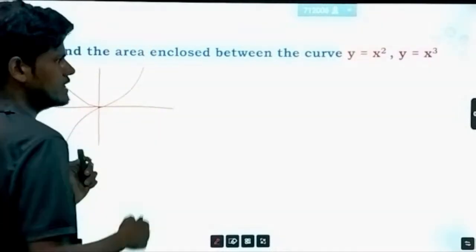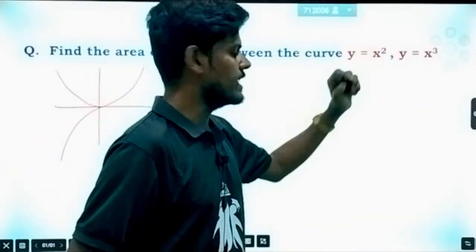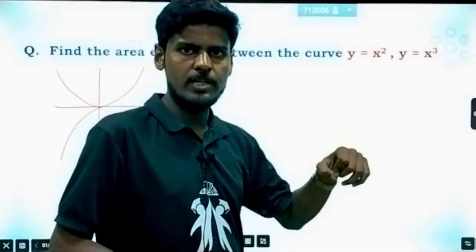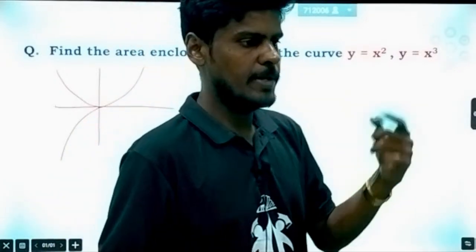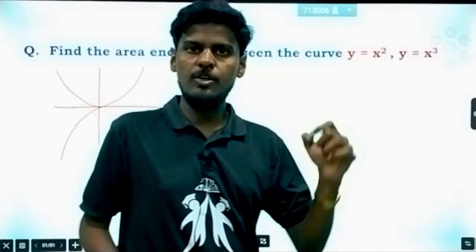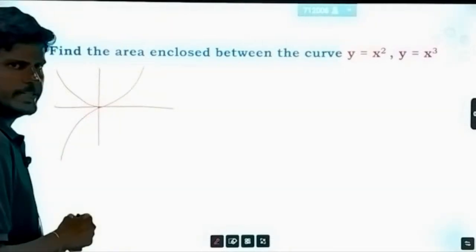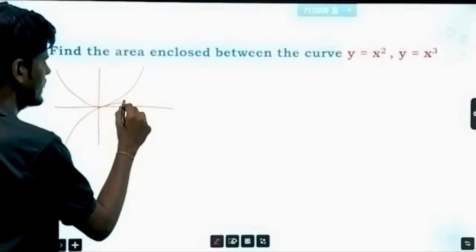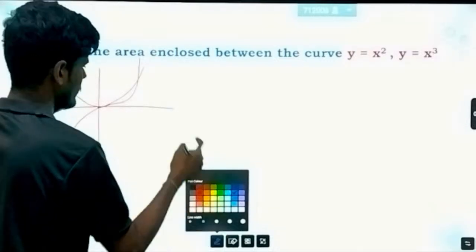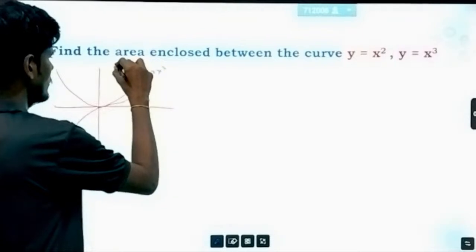But what will be the value in between 0 and 1? Will x square be greater or x cube be greater? Obviously x square will be greater. 0.1 square, 0.1 cube, which is greater? 0.1 square is 0.01. x cube will be 0.001. That means obviously the x square term will be greater. So this graph will go like this. This curve is y is equal to x square, and this curve is y is equal to x cube.